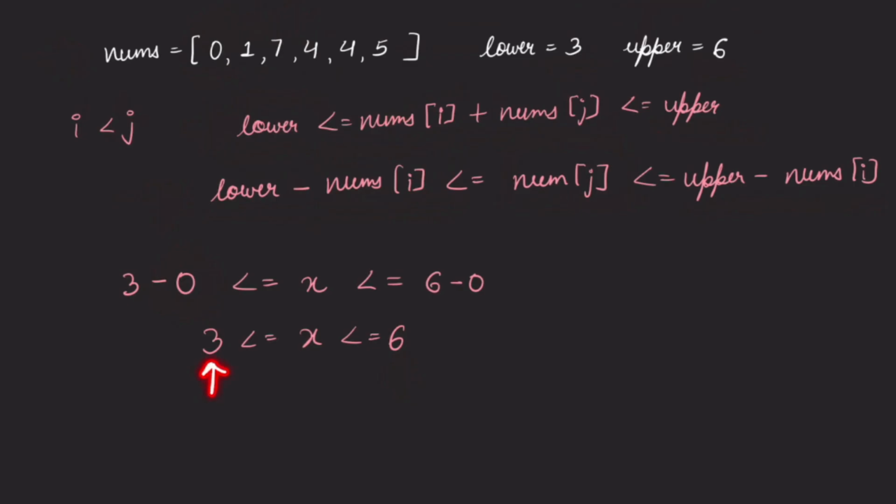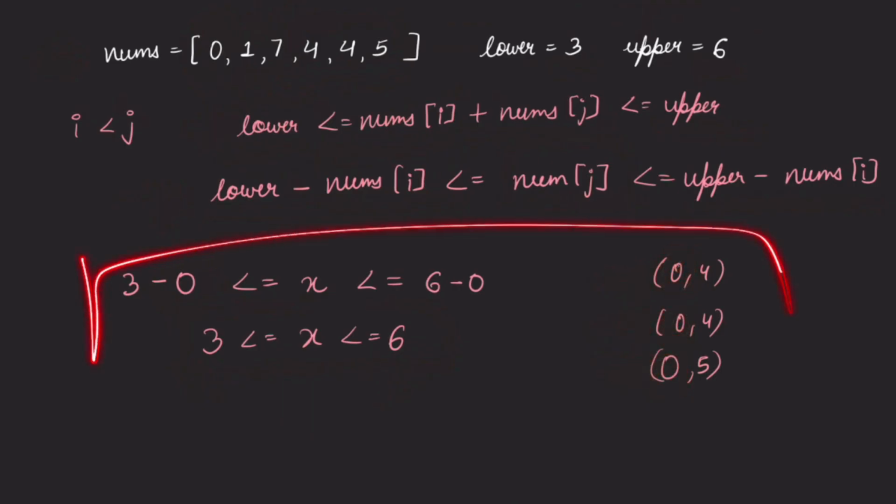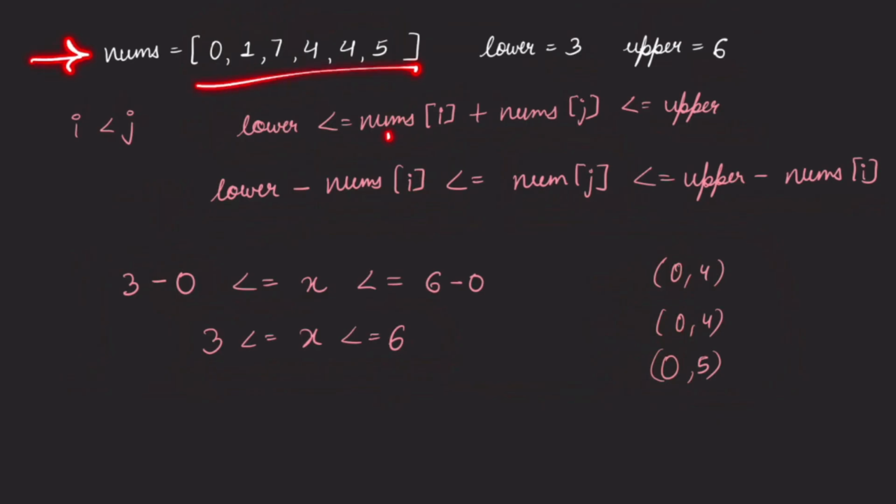So our range is 3 to 6. Let's look at this nums array and see how many numbers are within this particular range. 0 is not, 1 is not, 7 is not, 4 is within the range, this 4 is within the range, and this 5 is within the range. So there are a total of 3 elements. That means with this 0, we can have 3 pairs: one is 0, 4, the other is also 0, 4, and the other is 0, 5. So these are the 3 pairs. Within this range, we got 3 numbers from this nums array, so for 0 we have a total of 3 fair pairs. If we do this similar thing by keeping all the elements as nums[i] one by one, then we will be able to identify all the fair pairs. So this is what we need to do.